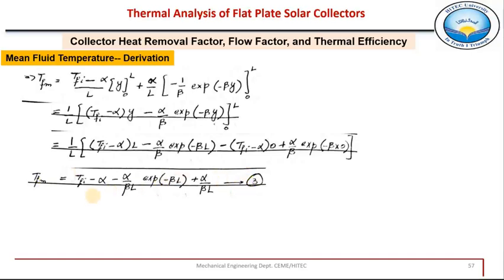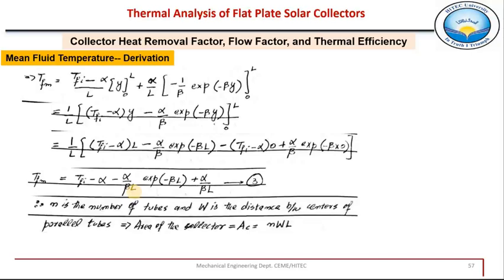So now first of all we will deal with alpha and beta. Here we have the term beta into L, and we already defined what is beta. Also we shall introduce this term that N into W into L represents the area of the whole solar collector, where N is the number of tubes, W represents the distance between the center of those parallel tubes, then the area of the whole collector is given by N into W into L, right?